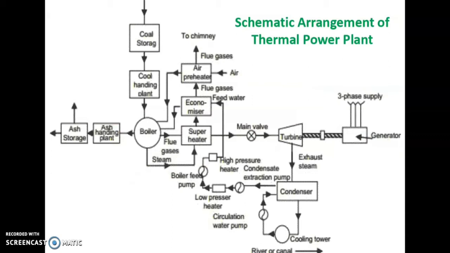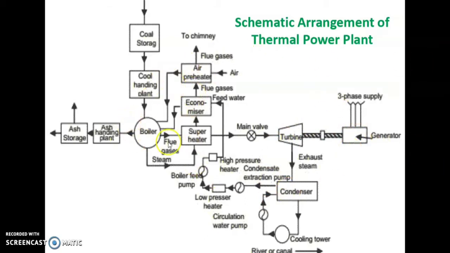Then this is the schematic diagram of the thermal power plant, where it consists of a number of equipments and arrows showing the flow of the conversion process or working process of this thermal power plant. So it consists of the boiler, coal handling system, ash handling system, air preheater, economizer, superheater, condenser, turbine, and generator.